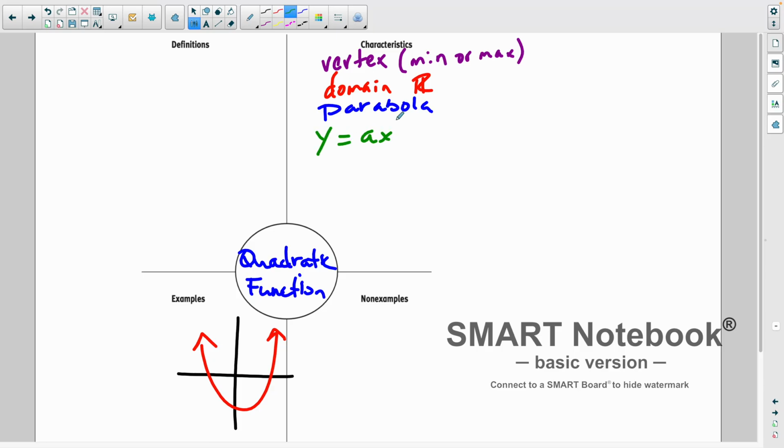Let's talk about the equations. What's the key thing in the equation that indicates to me that it's quadratic? It's got the exponent. It's x squared is what we have. So anytime you see x squared, and that's the highest exponent that we see, we know that is quadratic. It's a parabola.